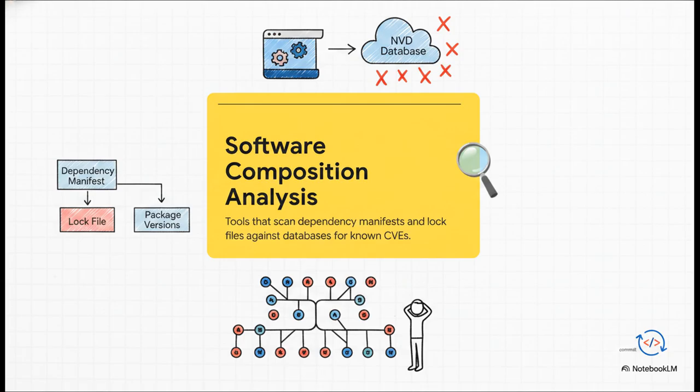SCA tools automatically scan your project's dependency manifest and your log files, cross-referencing every single package and version against major databases like the National Vulnerability Database, the NVD, to find known flaws. This is an absolutely essential defense, because let's be real, no human being can track a 1,000-package dependency tree manually. You need this scanning happening on every single commit.